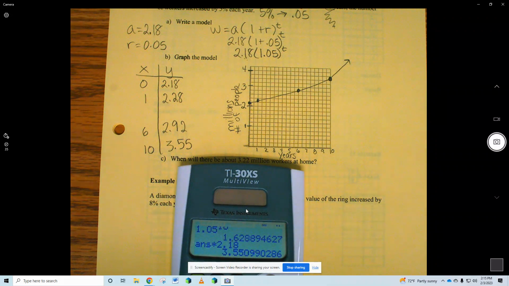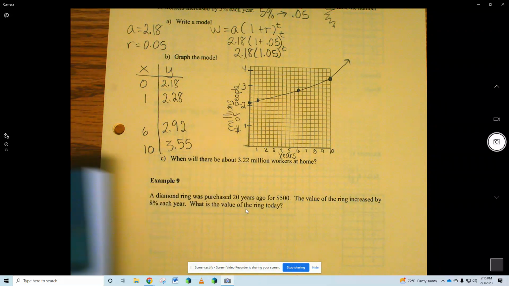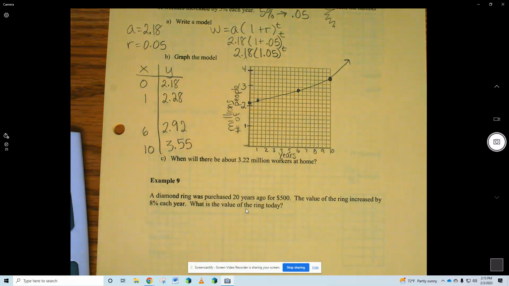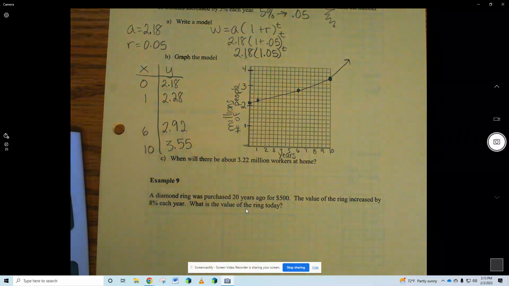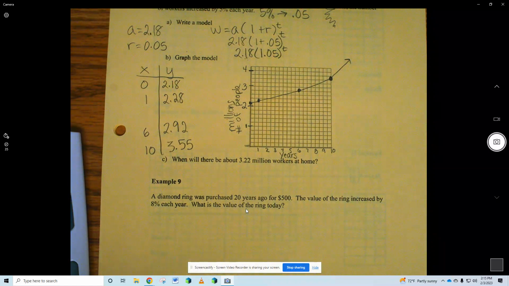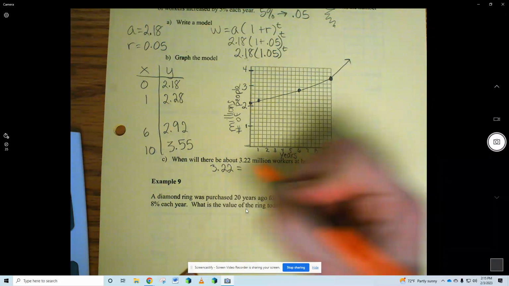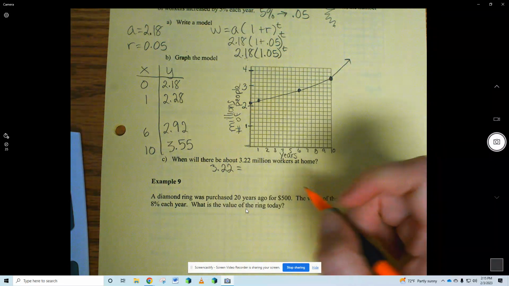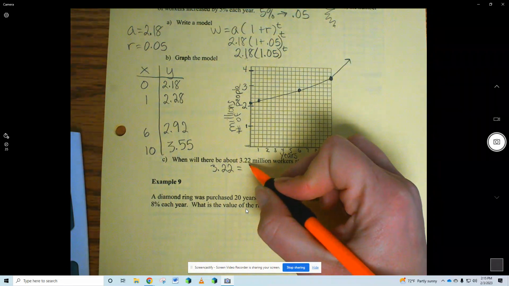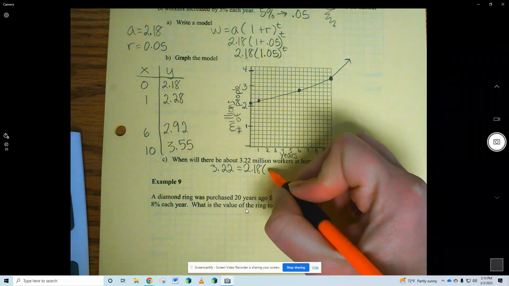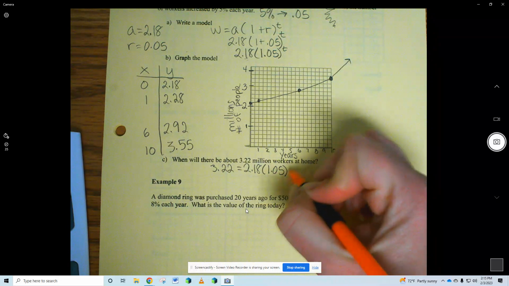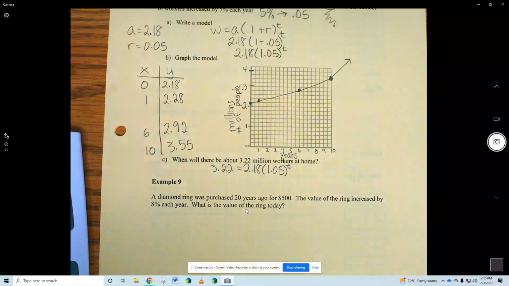Okay. When will there be 3.22 million people? So now it's asking me to figure out the years. When will that be? Okay, I'm going to set up. I know the answer. I know my W is 3.22. And my equation has everything except for the time. So I'm going to put my equation: 2.18 times 1.05 to the t, right?